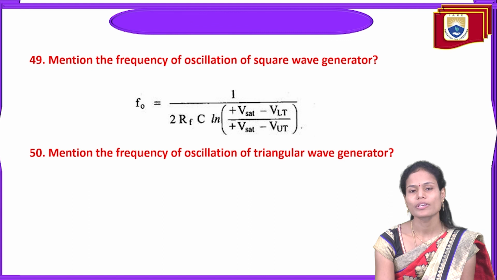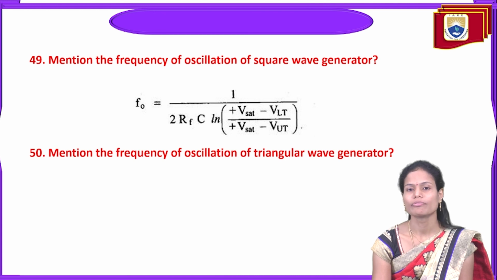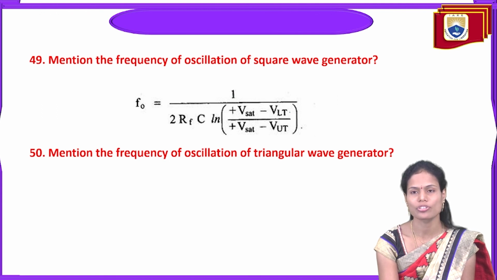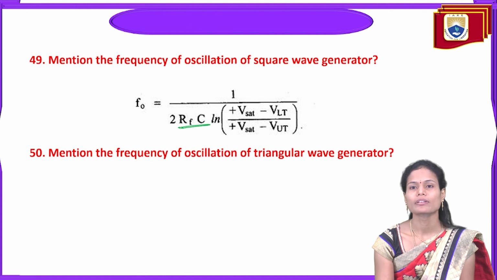And next, mention the frequency of oscillation of a square wave generator. So here in the square wave generator, we are utilizing the comparator circuit. So depending upon the two input levels, it will give the output as either positive saturation or negative saturation, and it will reach either the upper threshold voltage or the lower threshold voltage of the signal. So by taking all into consideration, we will get the frequency of oscillation of the square wave generator as 1 by 2 RFC ln of (positive V saturation minus lower threshold voltage) divided by (positive saturation minus upper threshold voltage). Here RF and C we are going to utilize in the comparator circuit.